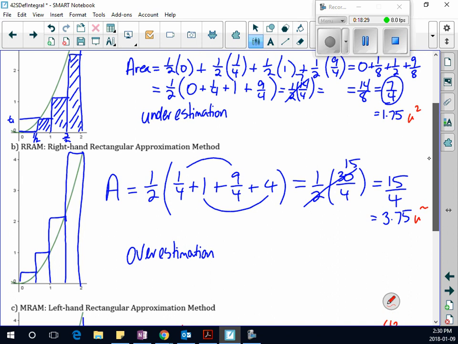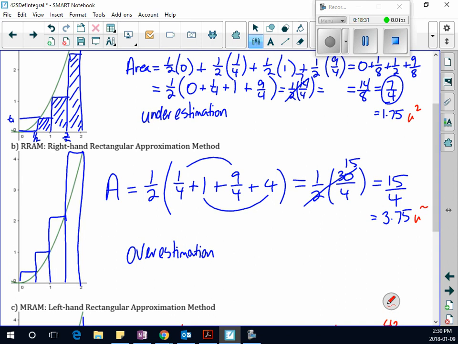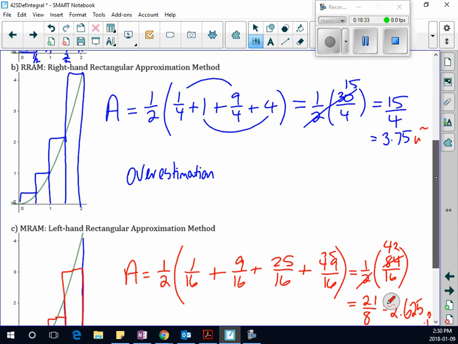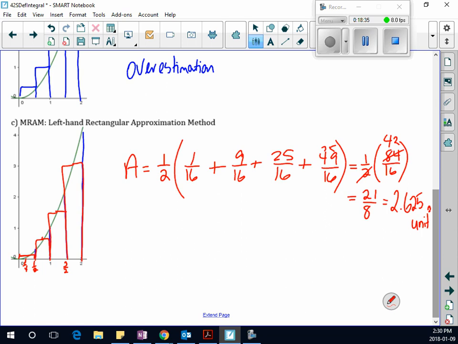Okay, so look at that. 1.75 was an underestimation. 3.75 is an overestimation. And this is, again, an approximation. If I told you what the actual area is, and you will be learning what the actual area is and how to calculate it. Does anybody know? Just by chance? It's 2.6 repeating units squared.